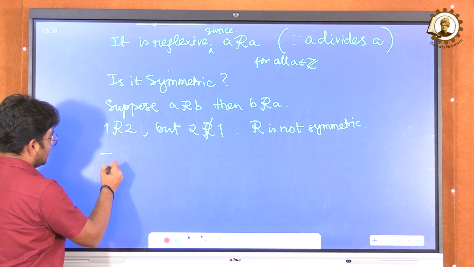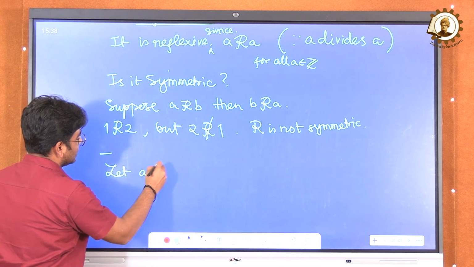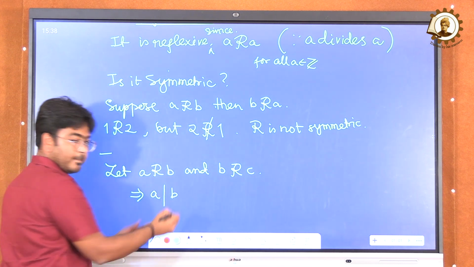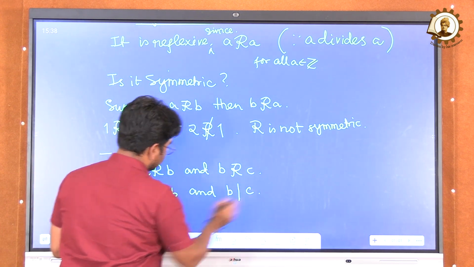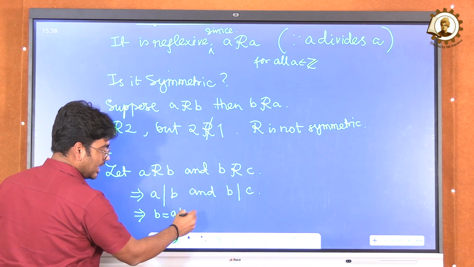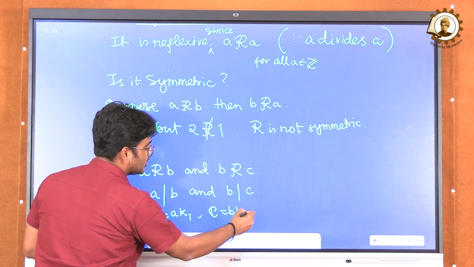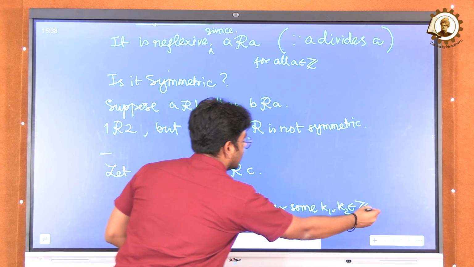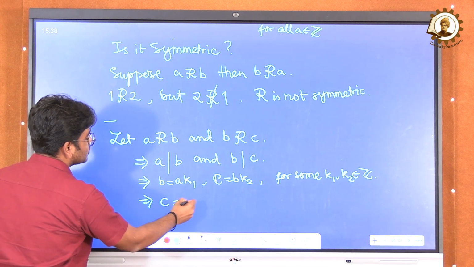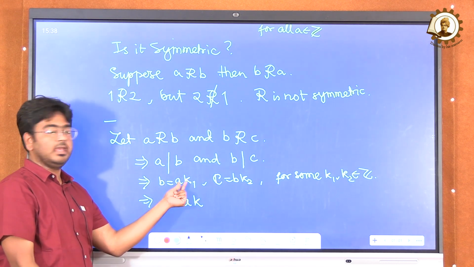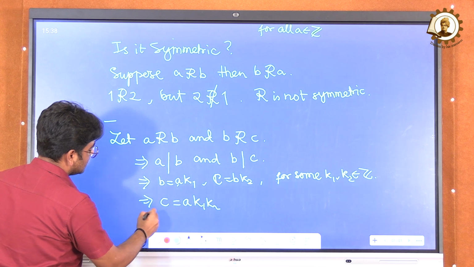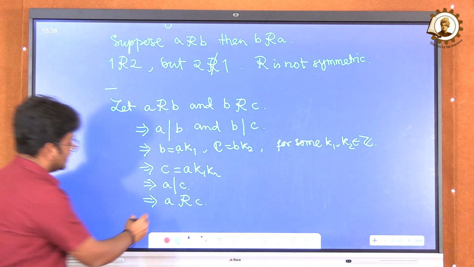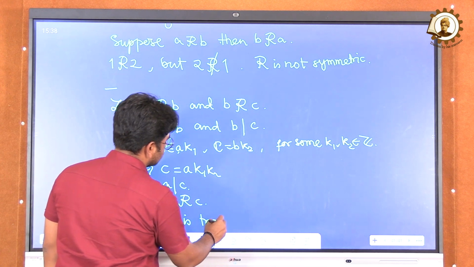Next, transitive. Let A be related to B and B related to C. This implies A divides B and B divides C. This also means B equals A times some K1 and C equals B times some K2, where K1 and K2 belong to Z. So C equals A times K1 times K2, which means A divides C. So A is related to C, and the relation R is transitive.